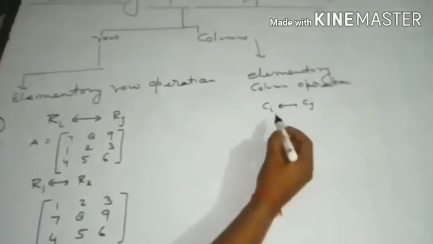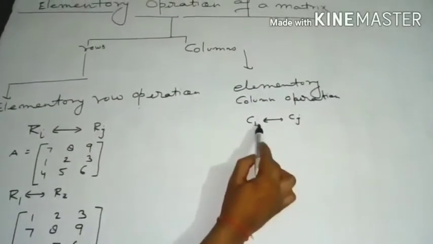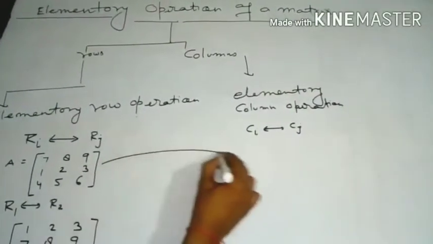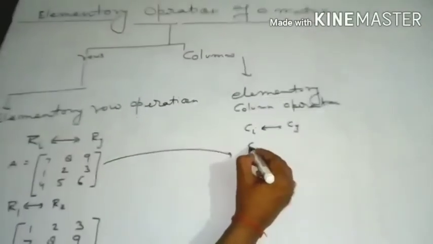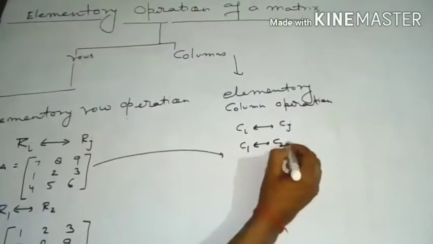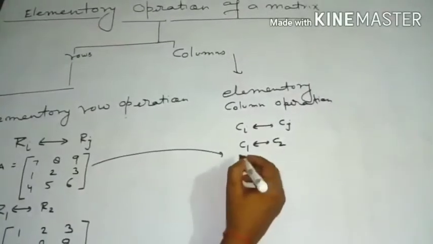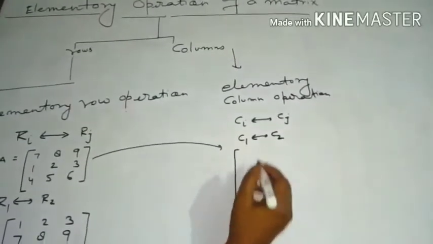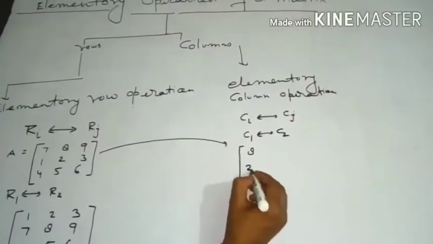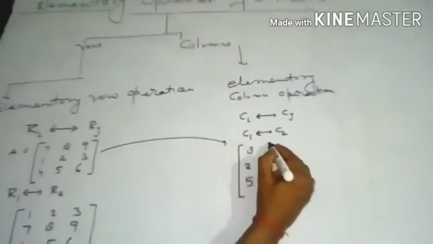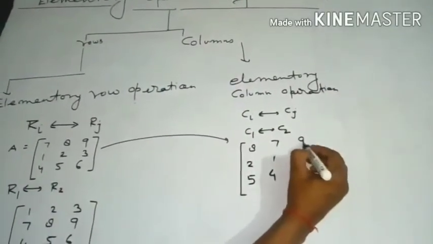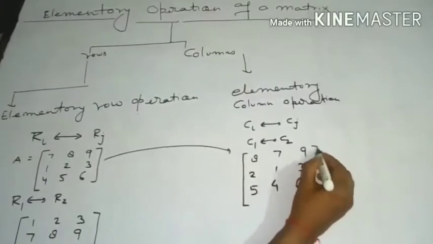In this way, suppose we want to interchange the ith column with the jth column. For example, if we take the same matrix and want to interchange the first column with the second column, what will we get? We will get 8, 2, 5, and then 7, 1, 4, then 9, 3, 6.